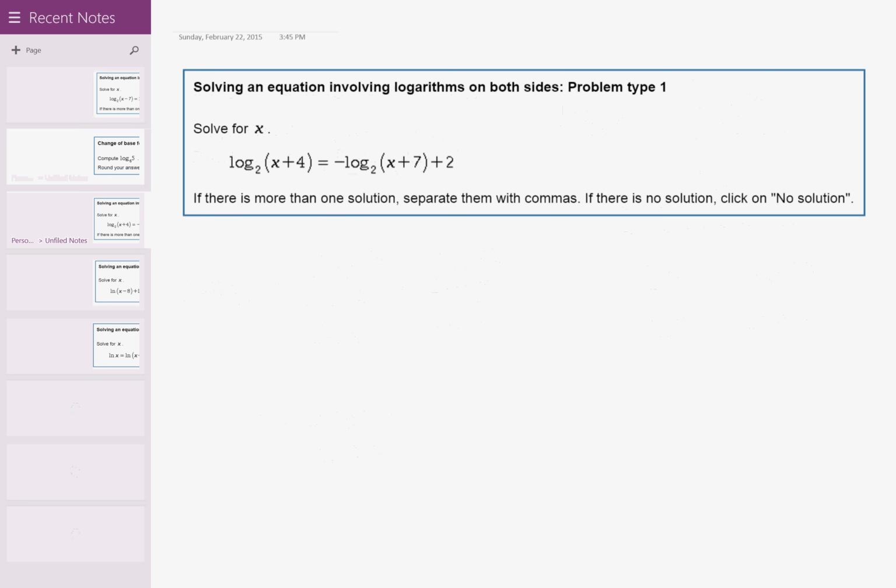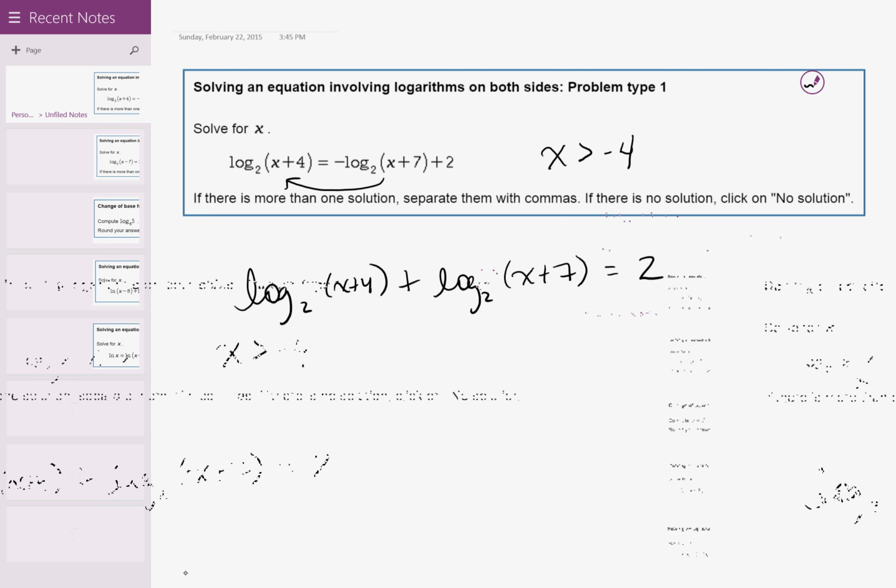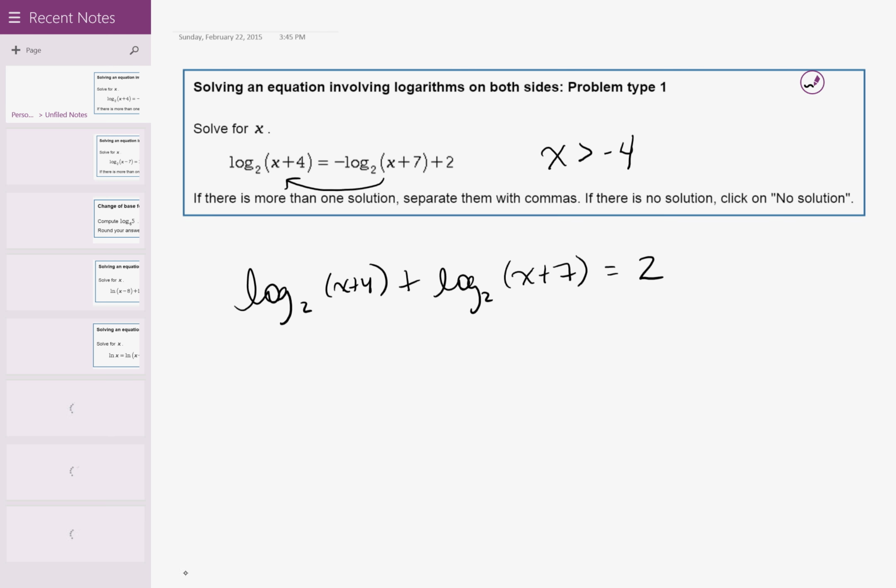Okay, here's another one. I want to start by moving this logarithmic expression over to here. And that gives me the log base 2 of x plus 4 plus the log base 2 of x plus 7 is equal to 2. Now, let's look at our domain right now before we even get too far. Both of these have to be positive, so x must be greater than negative 4. Right? Greater than negative 7 doesn't cut it, because then this one would be negative over here.